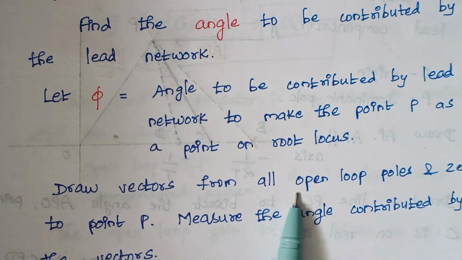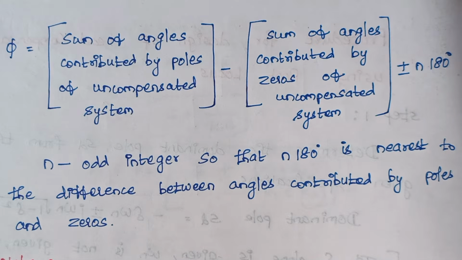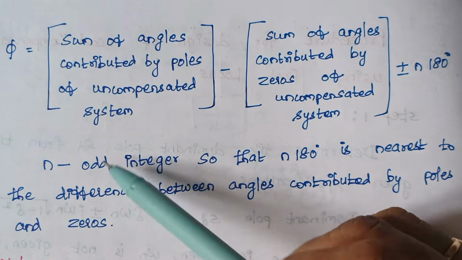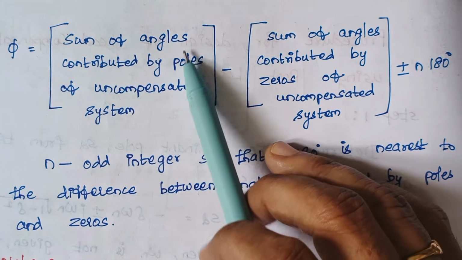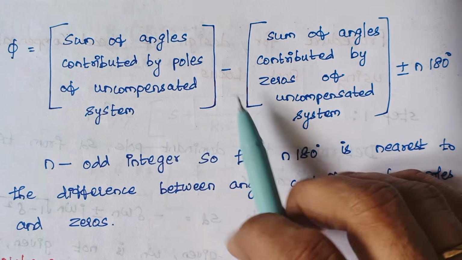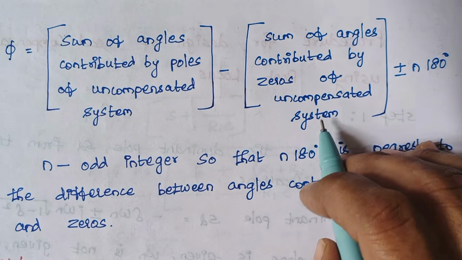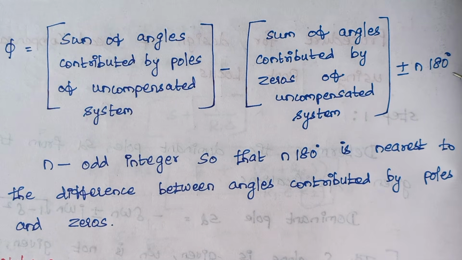Draw vectors from all open loop poles and zeros to point P. Measure the angle contributed by the vectors. We have to draw lines from all the open loop poles and zeros, then finally measure the angle. Here the formula for phi is given by the sum of angles contributed by poles of the uncompensated system minus the sum of angles contributed by zeros of the uncompensated system plus or minus n into 180 degrees.